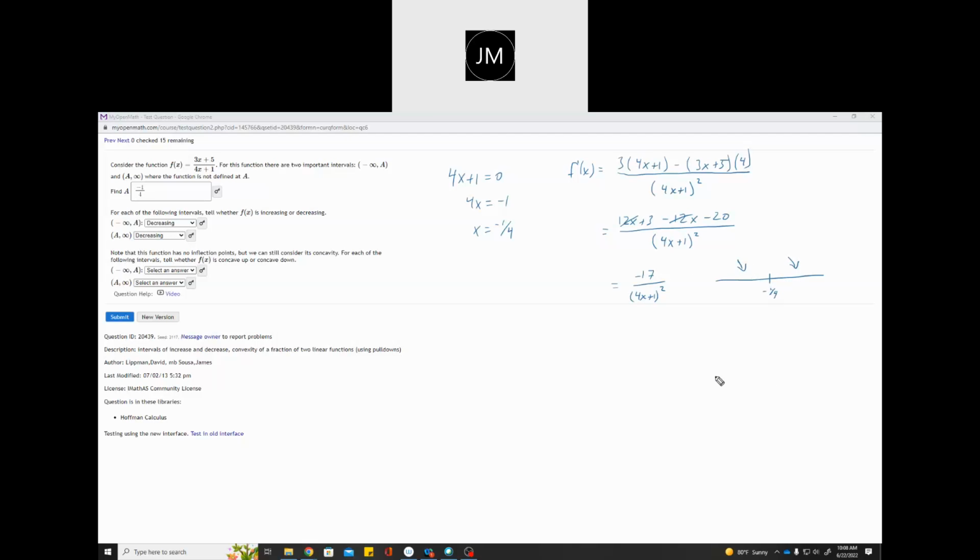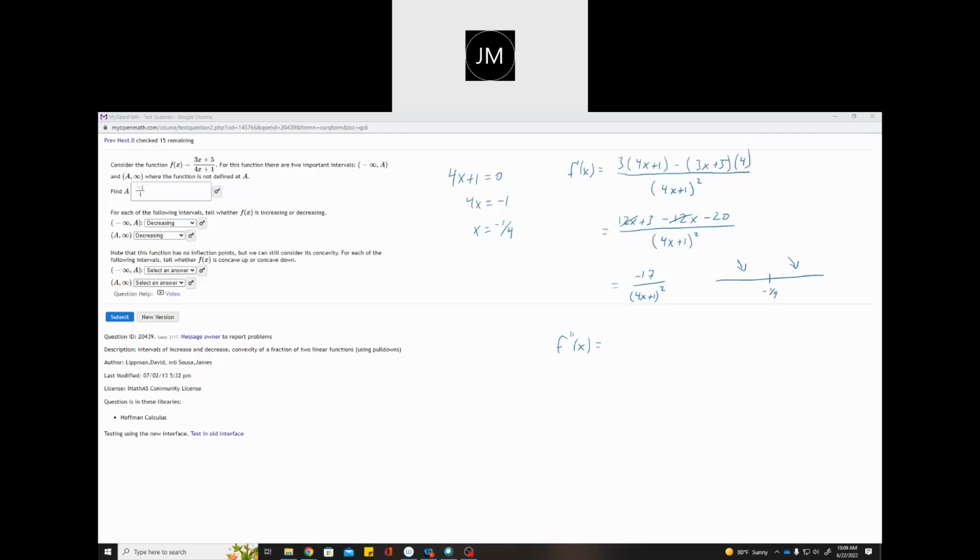Okay, next, this function has no inflection points, but we can still talk about its concavity. So let's look at the concavity. We repeat the same process except with the second derivative. So I'm going to start by finding f double prime. Now, in order to find f double prime, I'm going to back up one quick second here.